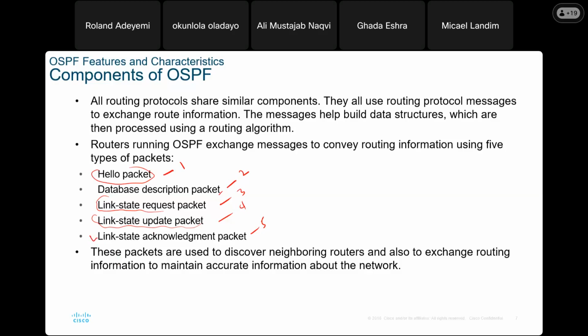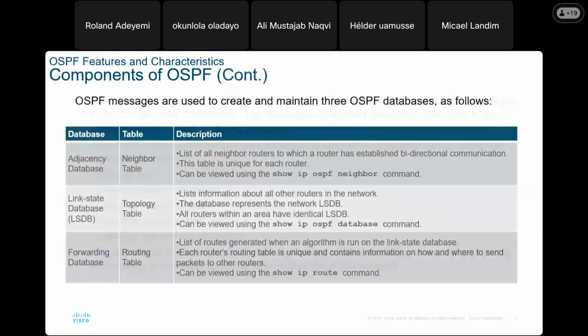All of this is just to make sure that our routers' databases are up to date as far as OSPF is concerned. So you can go to the platform and watch the video again and again, or watch my recording for you to get more of that information. I don't know if that is clear to you guys. Hello packet, database description packet, link state request packet, link state update packet, and then link state acknowledgement packet. These are the packets sent between the routers to exchange information.